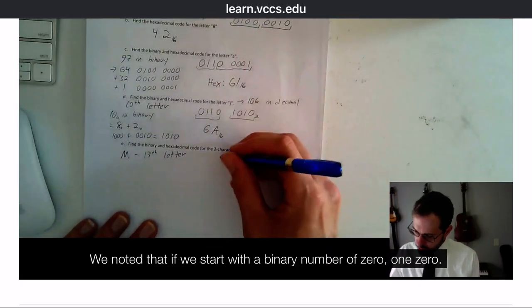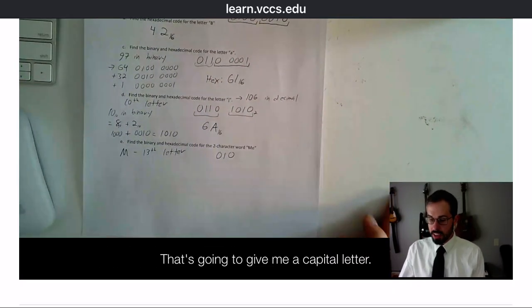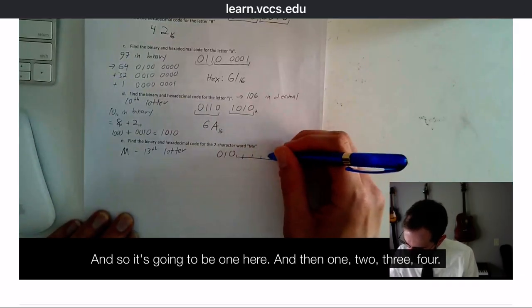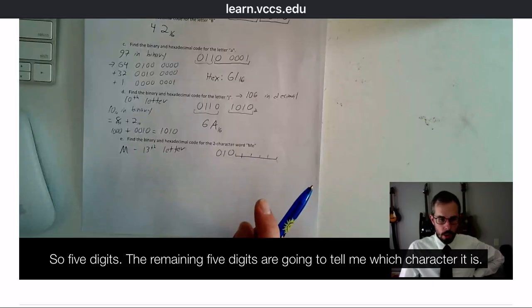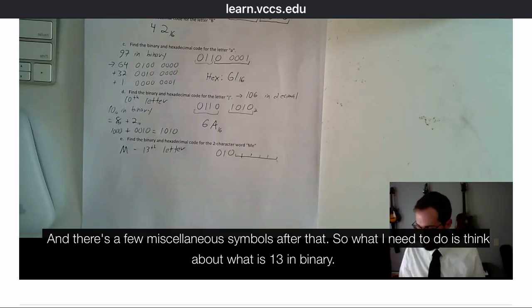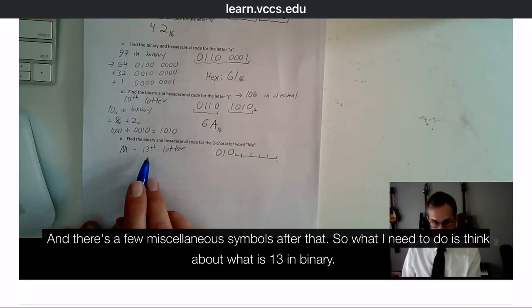We noted that if we start with a binary number of 010, that's going to give me a capital letter. And the remaining digits are going to be, so it's going to be 1 here, and then 1, 2, 3, 4, so 5 digits. The remaining 5 digits are going to tell me which character it is. So it's going to give me space to count the 26 letters of the alphabet, and there's a few miscellaneous symbols after that. So what I need to do is think about what is 13 in binary.